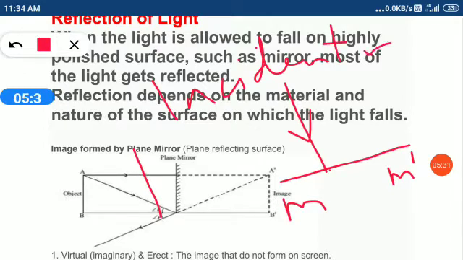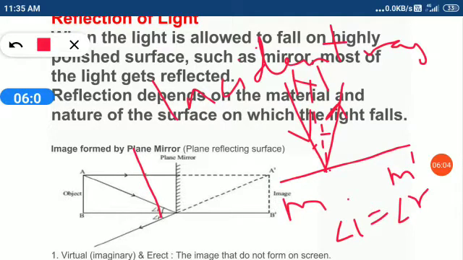Incident ray. And after bouncing back, after reflecting from the surface, it will go back in the same direction, and this is called your reflected ray. And on the plane, we draw a perpendicular, and this perpendicular is called normal. So it will make the same angle with the normal, meaning incident ray and reflected ray will be the same, according to the law of reflection, that incident angle and reflected angle will be the same. So this we will study properly further.